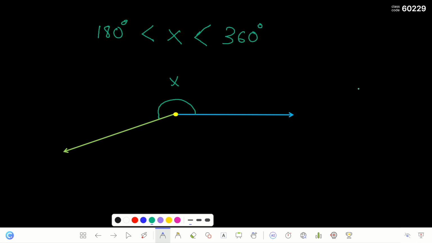Now, what is 360 degrees? 360 degrees is when your ray goes around in a complete circle and comes back again at the point where it started. So it completes a full circle. So a full circle is known as 360 degrees, right? A full circle has 360 degrees in it. So this is greater than a straight angle. It's greater than 180 degrees, but it is not yet a complete circle. It is less than 360 degrees, and therefore such an angle is known as a reflex angle.